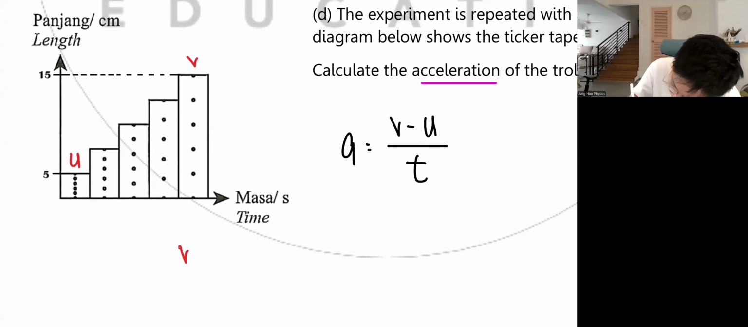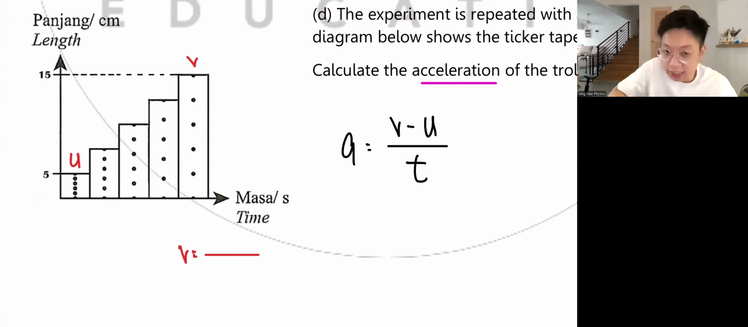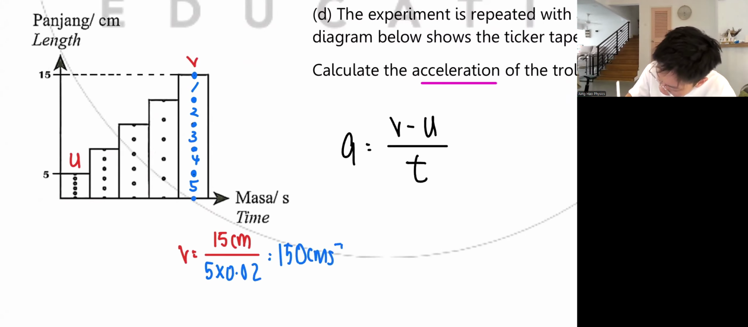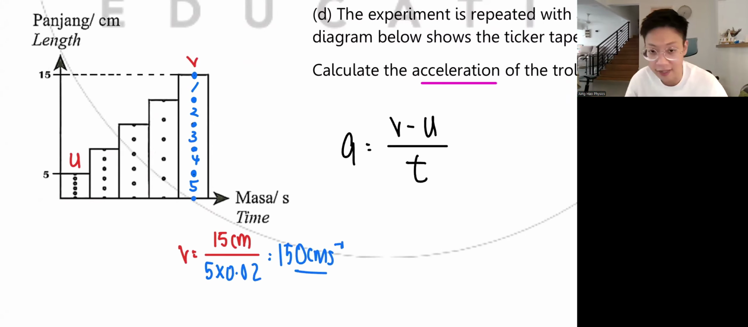How do you calculate final velocity? Final velocity is displacement over time. So this is going to be 15 cm divided by, guys, how many dots do I see here? 1, 2, 3, 4, 5, 6. But the intervals are actually only 5. So I take 5 multiplied by 0.02 to give me 150 cm per second.